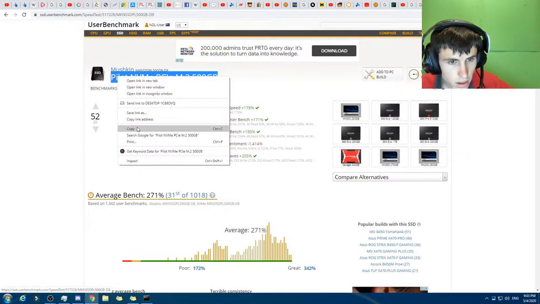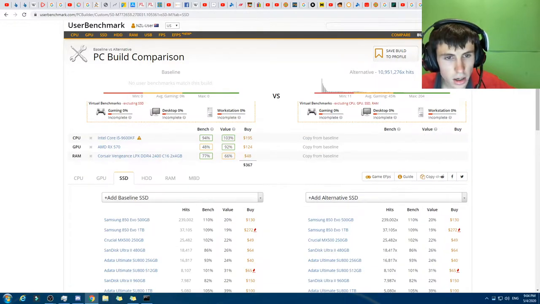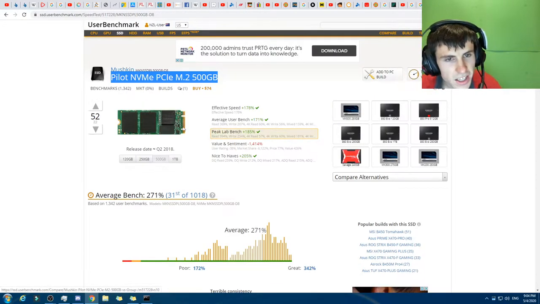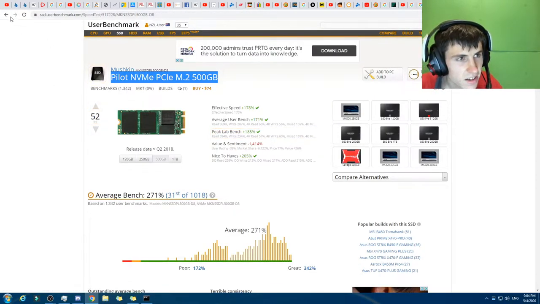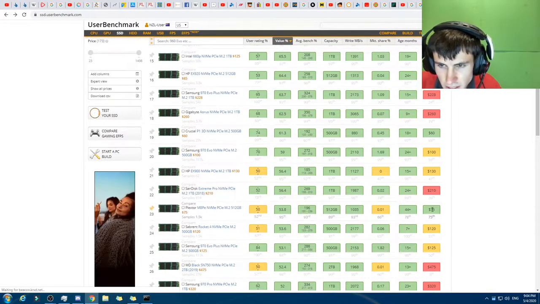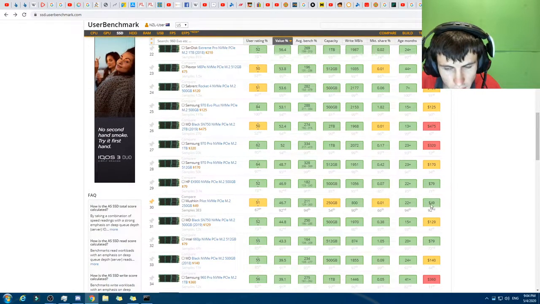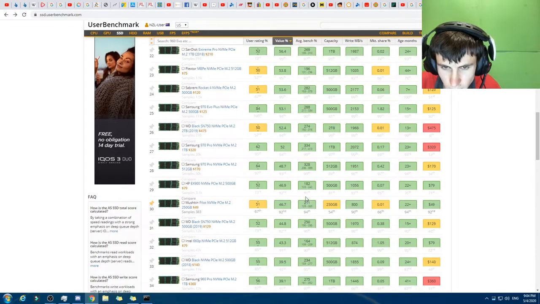It is this one, right? Copy. That was the one we used, the NVMe. Oh no, we used the 120. Oh, okay. Yeah. Because that's $60 for the... $49. Oh, that's way cheaper.